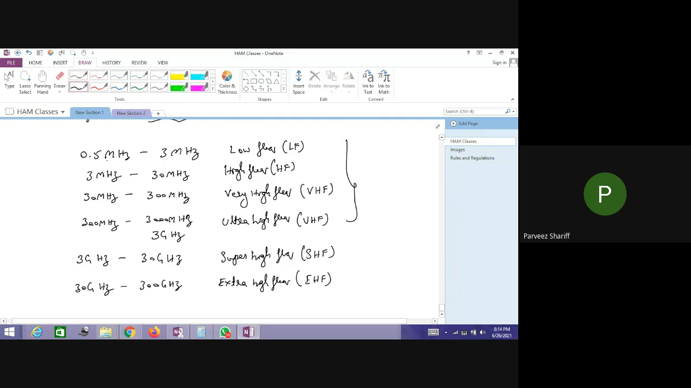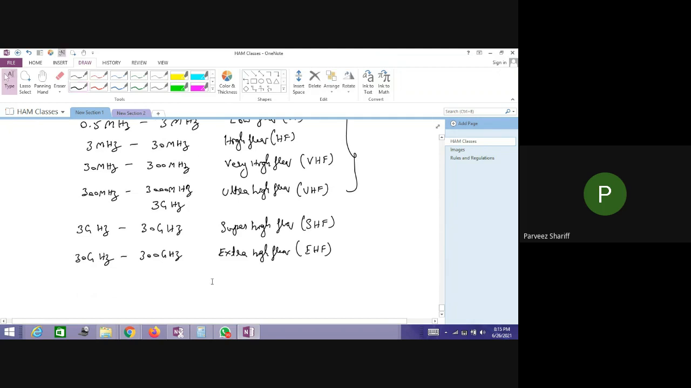So 0.5 megahertz, it is nothing but it is 500 kilohertz. So from 500 kilohertz to 3 megahertz, it is low frequency. And 3 megahertz to 30 megahertz, it is high frequency. And 30 megahertz to 300 megahertz, very high frequency. And 300 megahertz to 3 gigahertz, ultra high frequency. And 3 gigahertz to 30 gigahertz, super high frequency. And 30 gigahertz to 300 gigahertz, it is extra high frequency.